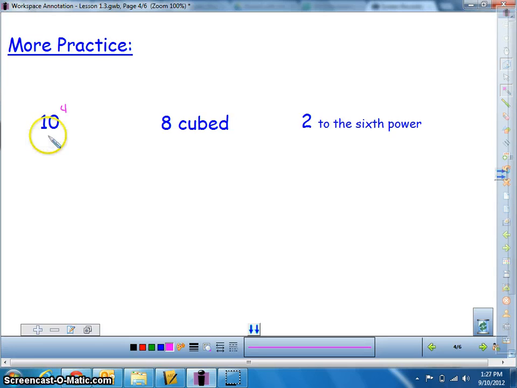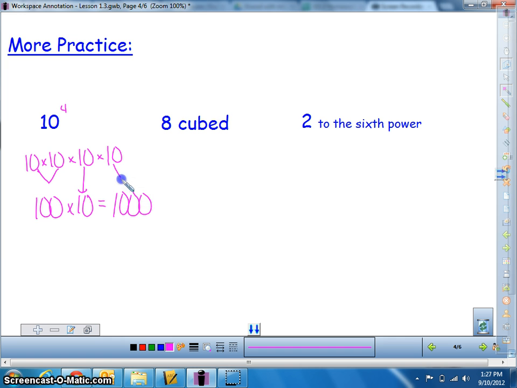All right, so if we had 10 to the 4th power, that means 10 times 10 times 10 times 10. Taking it one pair of numbers at a time, I know that 10 times 10 is 100. I need to bring this one down now. 100 times this 10 is going to equal 1,000. And I still need to multiply times this 10, which equals 10,000 as my answer for 10 to the 4th power.